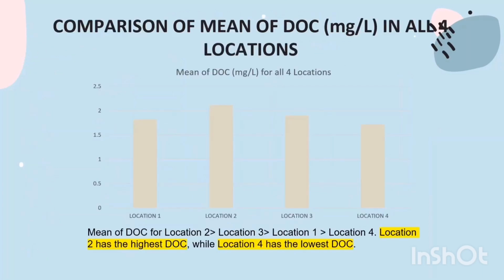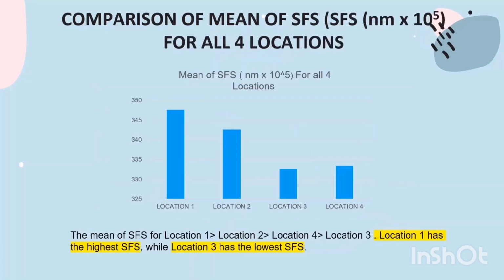According to this bar chart, mean of DOC for location 2 is greater than location 3, location 1, and location 4. Hence, location 2 has the highest DOC, while location 4 has the lowest DOC. Next, comparison of mean of SFS for all 4 locations. According to the bar chart, location 1 has the highest SFS, while location 3 has the lowest SFS.